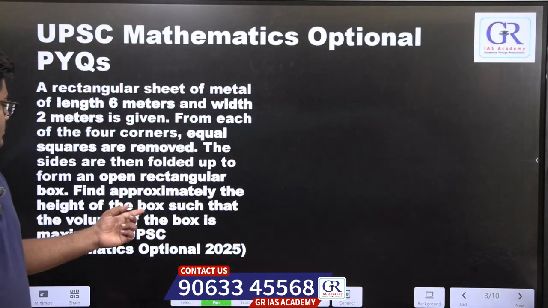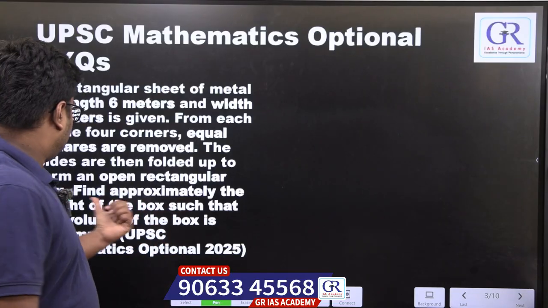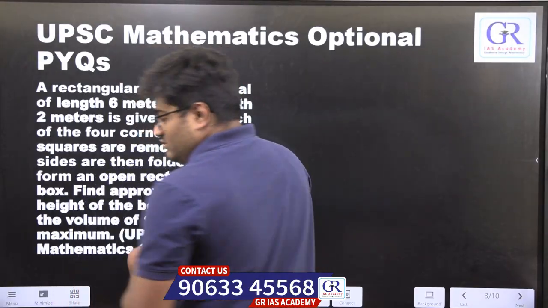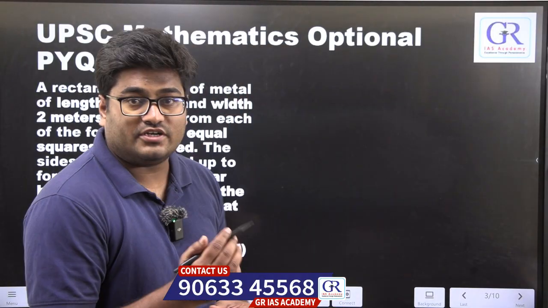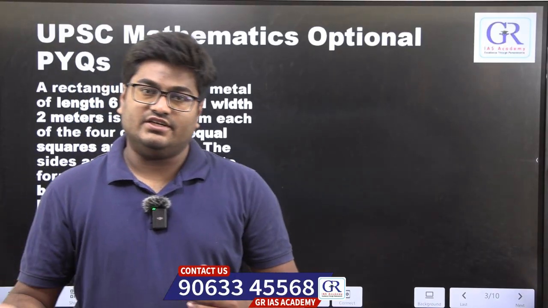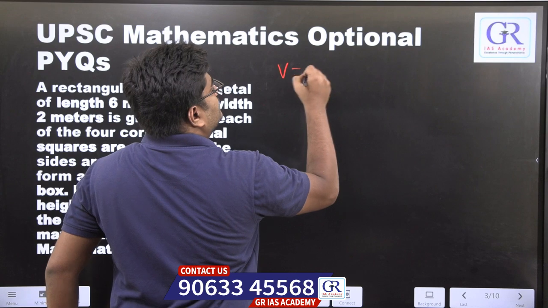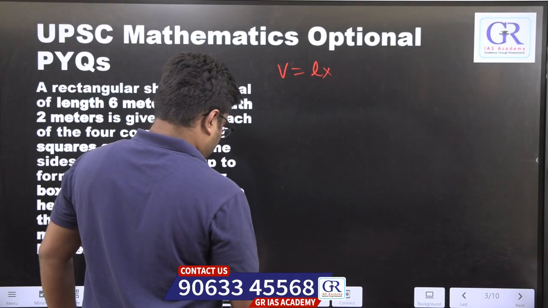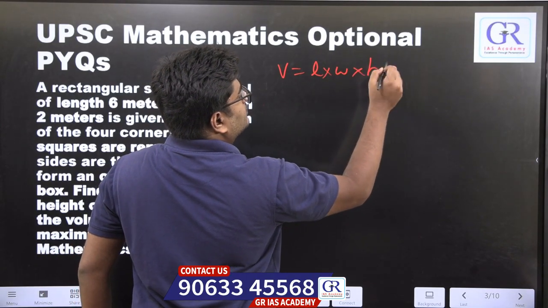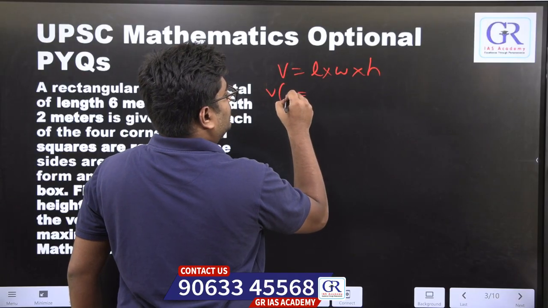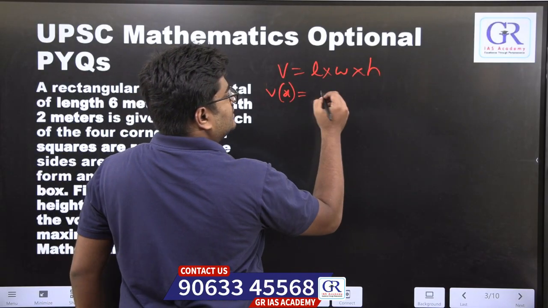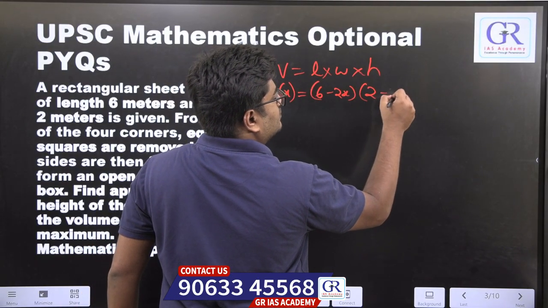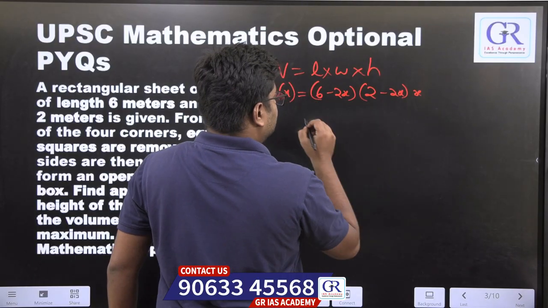What do we need to find now? Find approximately the height of the box such that the volume of the box is maximum. The box shape is a cuboid, so the volume is length times width times height. Let's call it V of x, because we are using x as the variable. Length is 6 minus 2x, width is 2 minus 2x, and height is x.